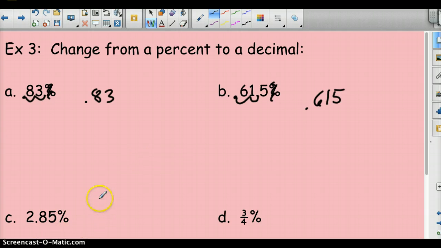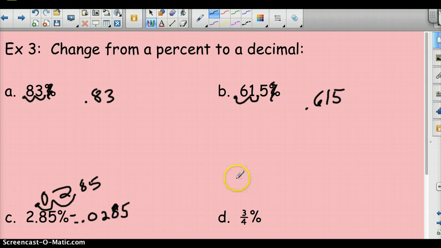Check out this one down here. It is 2.85%. Well, I'm going to move that decimal point 1, 2 spaces to the left, and hopefully, as you're guessing, we insert a 0 anywhere there's a space. That makes this 0.0285. As a decimal, excuse me.